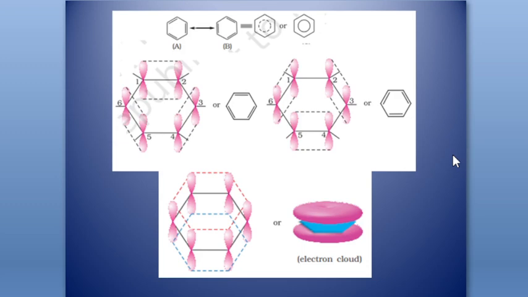This is the pi bonded structure of the benzene ring. Here vertical p orbitals overlap with each other and form an electron cloud over the ring, which is the pi electron cloud of benzene ring, and this pi electron cloud is responsible for the electrophilic substitution reaction in benzene ring.